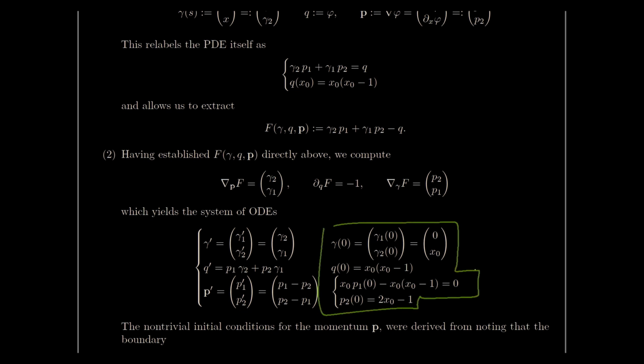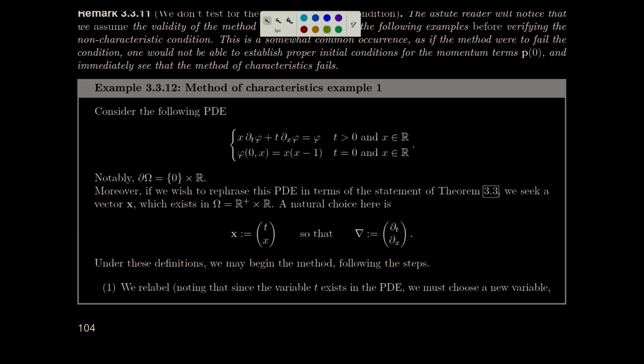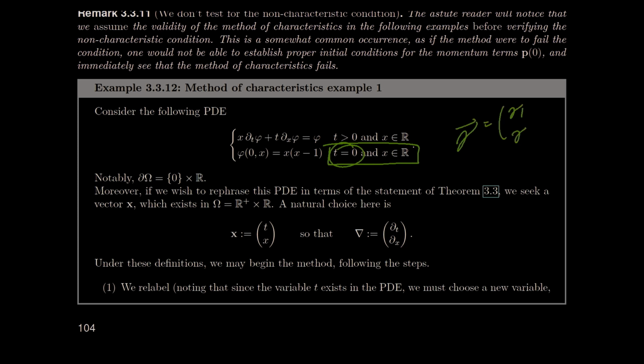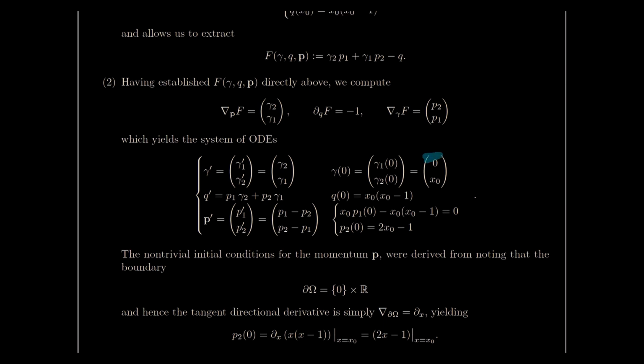So to figure out the initial conditions, let's recall: gamma as a vector at time 0 always needs to be on the boundary. This is the number one thing we have to say about gamma. It's an arbitrary element of the boundary. Let's recall what our boundary actually looks like. There's our boundary. On the boundary, time is always 0. So if gamma is gamma 1, gamma 2, and I already made the decision I was going to do time and space, then if I'm on the boundary in time, time has to be 0. And then I need an arbitrary element in space. That's going to be x sub 0. So my initial condition is 0, comma, x sub 0.